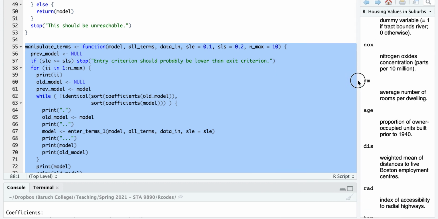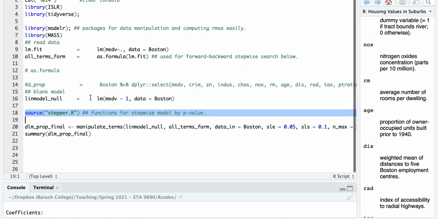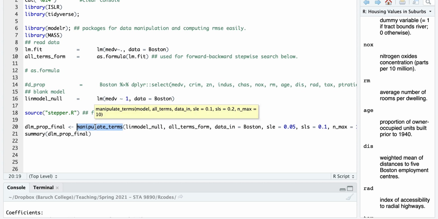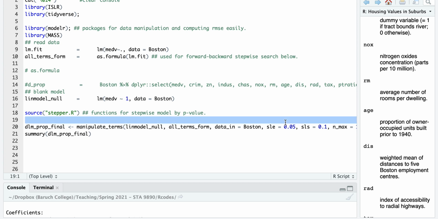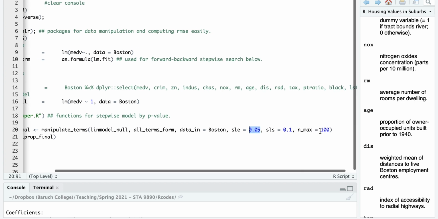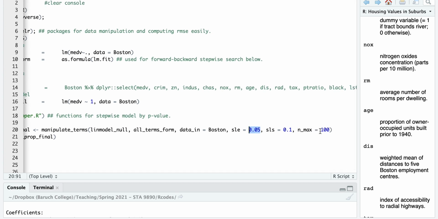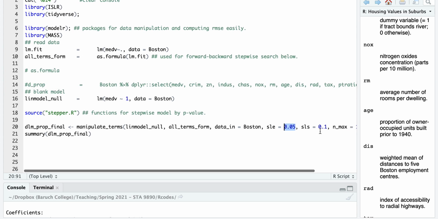that is called here. Here we're saying manipulate terms. We give it the null model. We give it all the terms, the formula, the data, and then we give it two thresholds, and the total number of iterations.